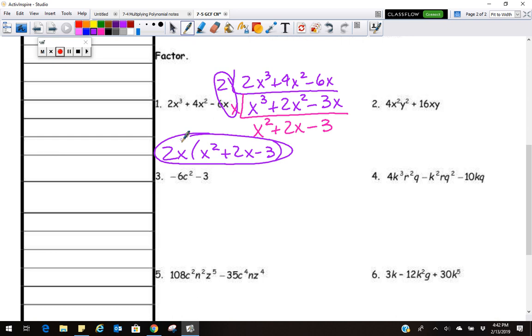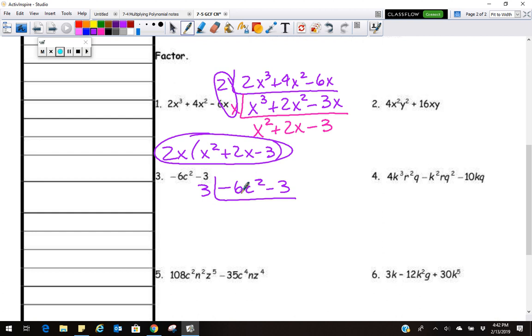Let's look at number 3. You have a negative 6c squared minus 3. So first thing I hope you notice is there's not a variable in the last one, so you can't factor out a variable. So really, what we're looking at is what goes into 6 and 3? 3. So remember, we're dividing again.